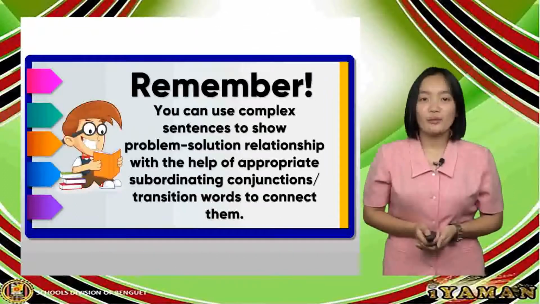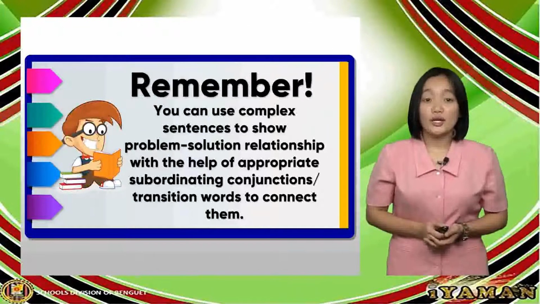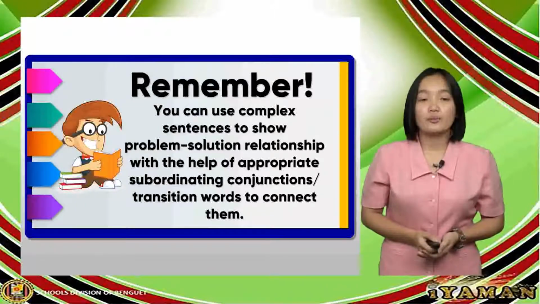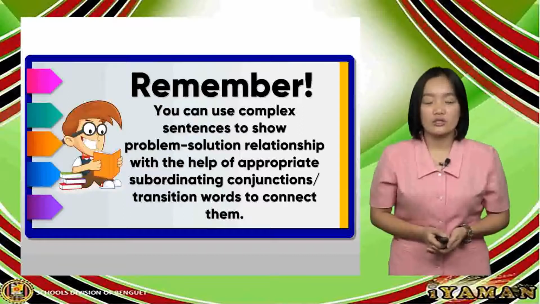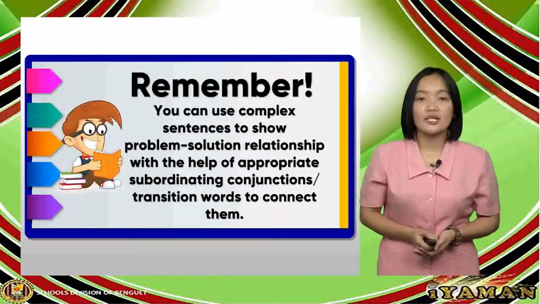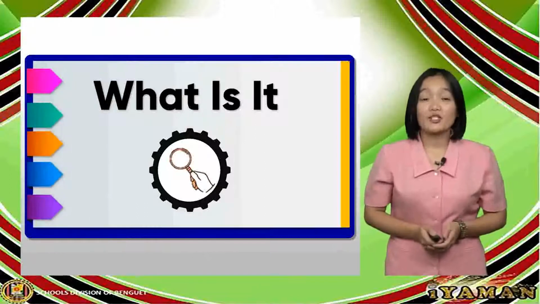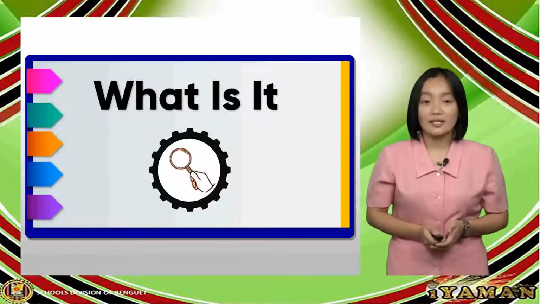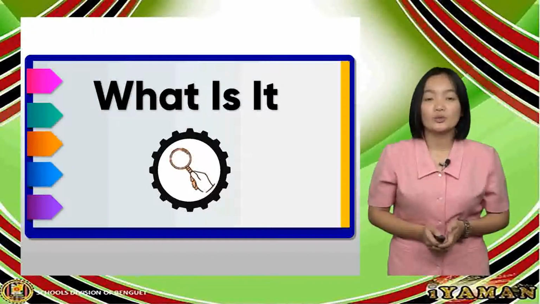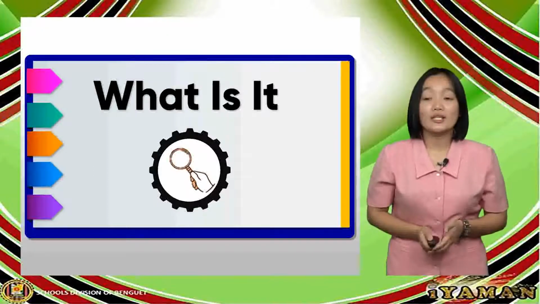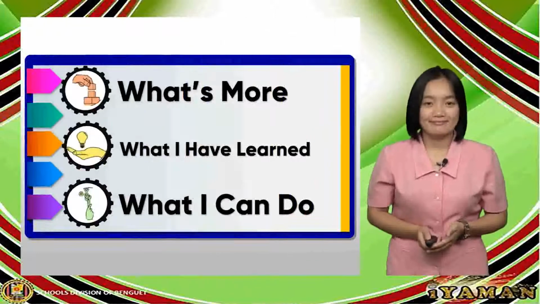Let's read, remember. You can use complex sentences to show problem-solution relationship with the help of appropriate subordinating conjunctions or transition words to connect them. Make sure that you understand how complex sentences can show problem-solution relationships. Read the "What is it" part with this corresponding icon.